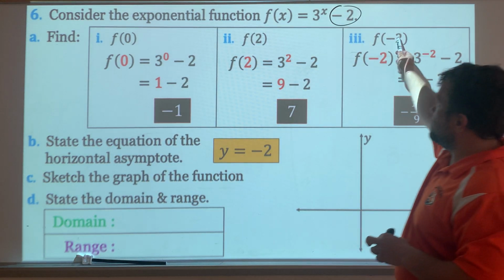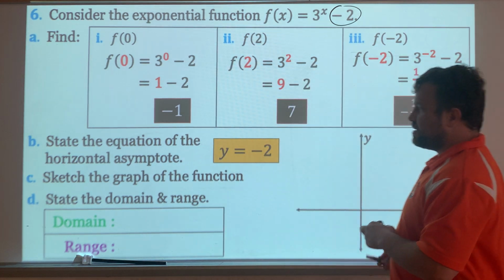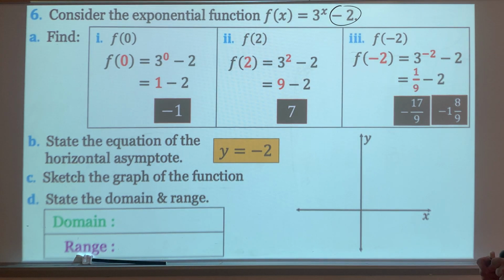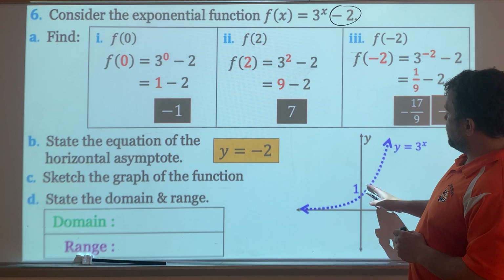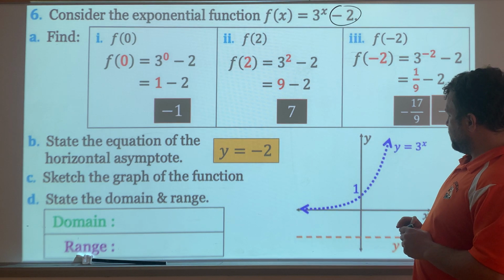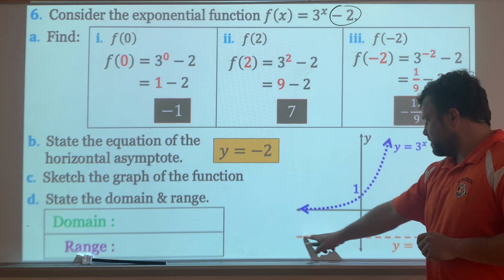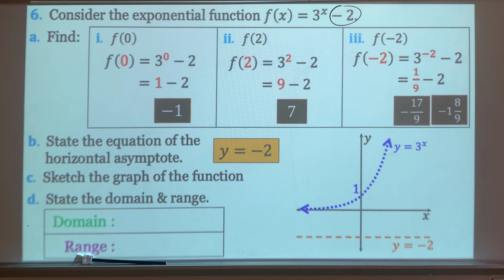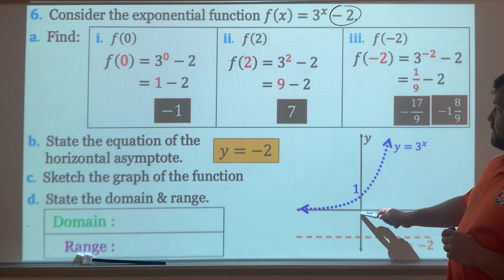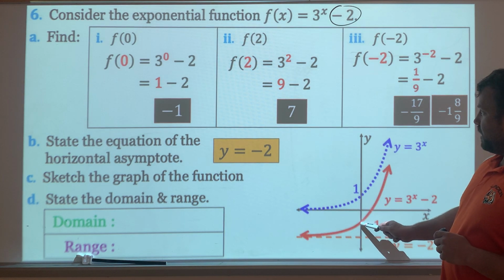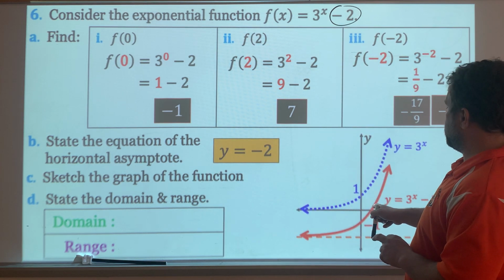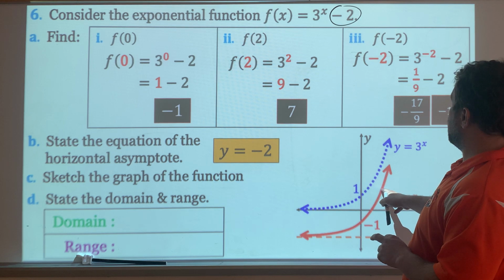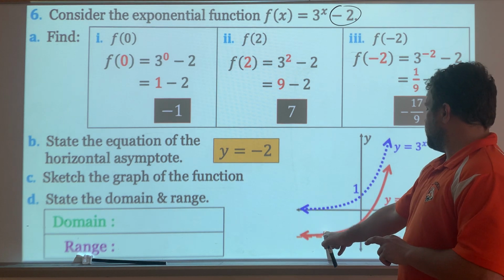Now, can we sketch a graph using my 3 points and my horizontal asymptote? Of course you can. Sketch the graph. Here's the graph of y equals 3 to the x. But we're going to use one with y equals -2 as our horizontal asymptote. We have the point (0, -1), my y-intercept, that's where that -1 comes from. We have the point (2, 7) up high. And we have the point at -2, really close to 0.